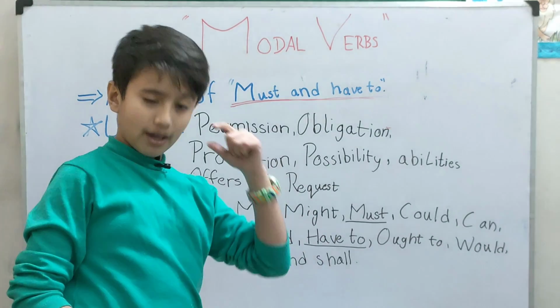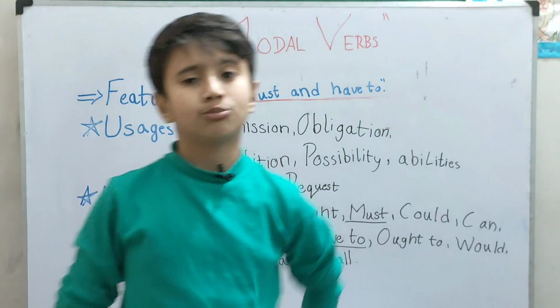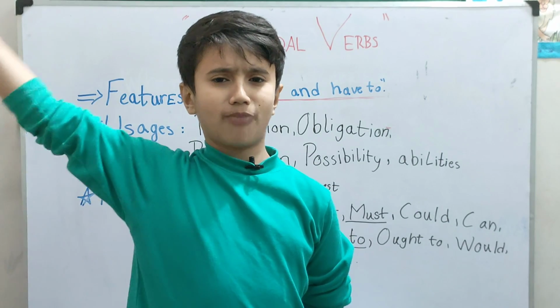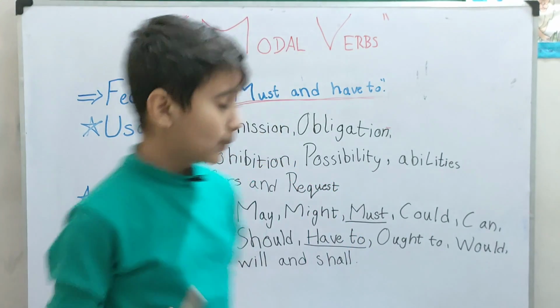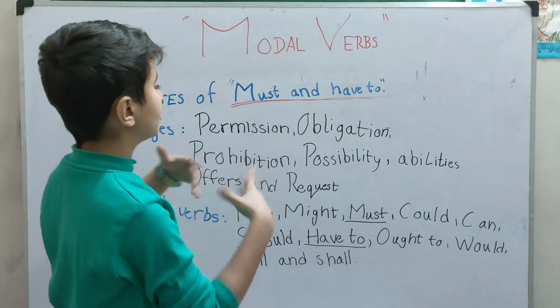Have is more ethical. Have is more smart, while must is more powerful. Why was I doing that? Okay, so like have is like that smart person.